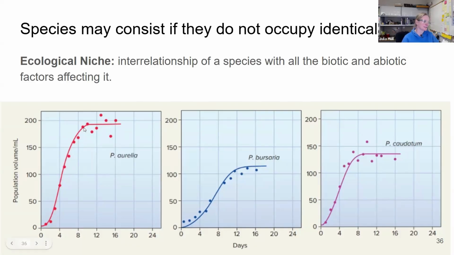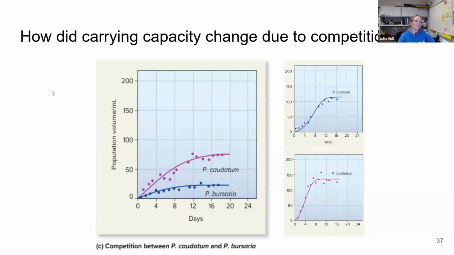Our red species has a carrying capacity just shy of 200 individuals per milliliter of the culture water that these guys were growing in. Our blue species, just about 125 individuals, and then our purple species, they were coming in just under 150 for their carrying capacity.